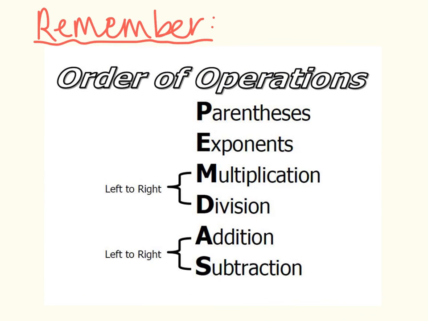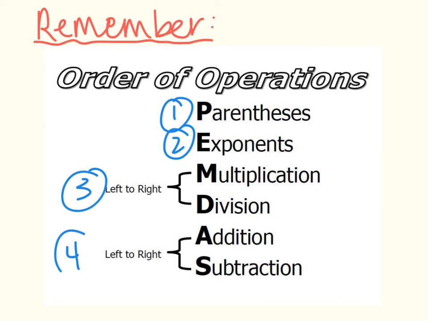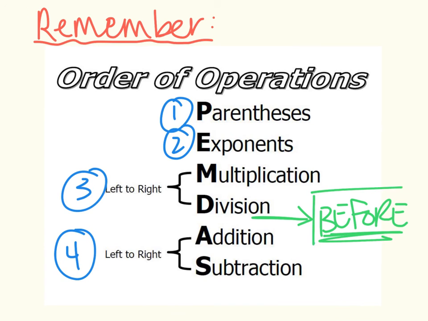So just to review, remember, order of operations, parentheses is your first step. Second step is exponents. Third step is your multiplication and division. Fourth step is addition and subtraction. Both of those you're solving from left to right, but please remember that multiplication and division always come before addition and subtraction.